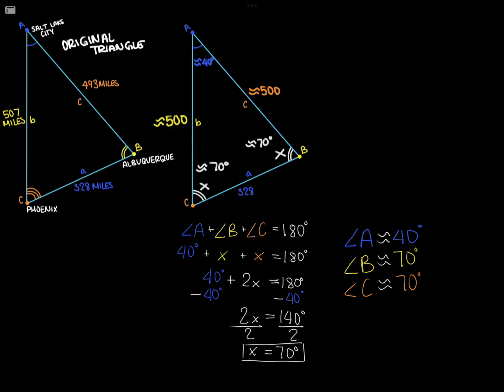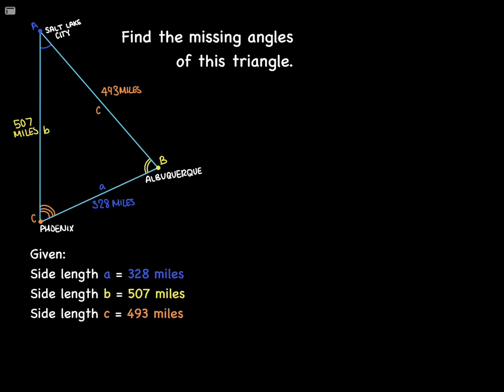Now let's calculate the exact answer. When you know all 3 side lengths of a particular triangle but don't know any of the angle measurements, the law of cosines is the best method for solving the unknown angle measurements. Consider our triangle ABC.